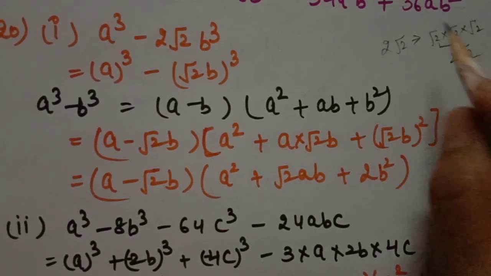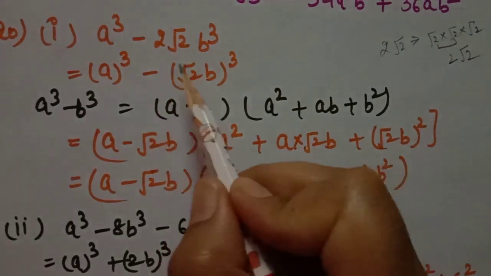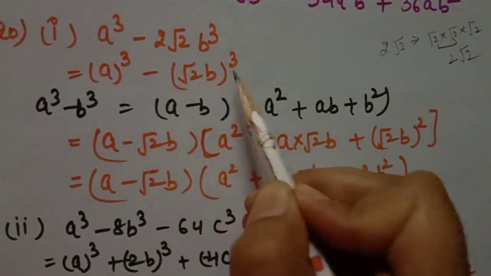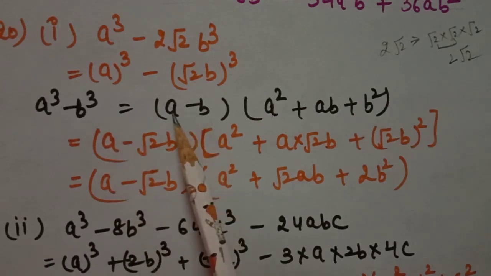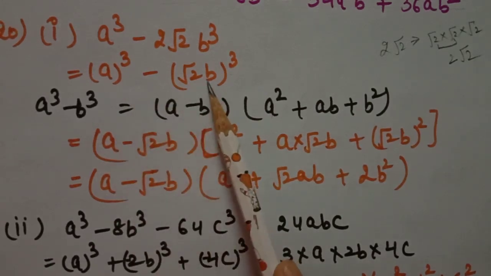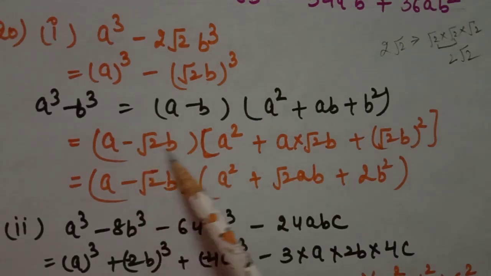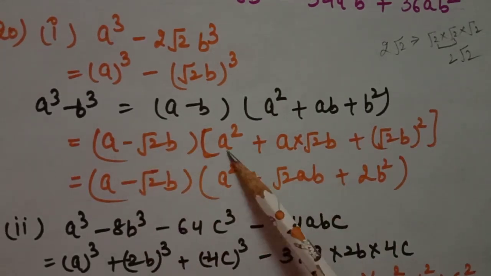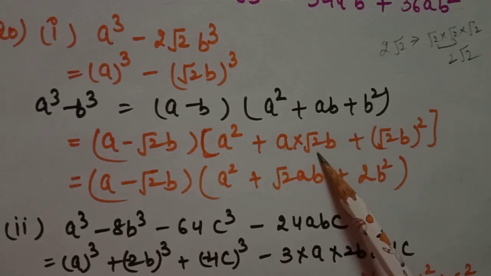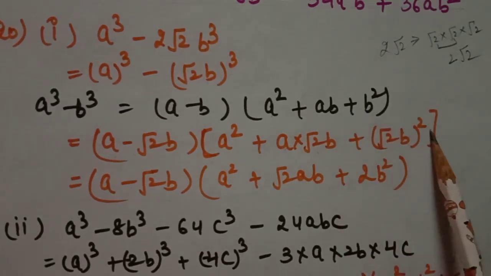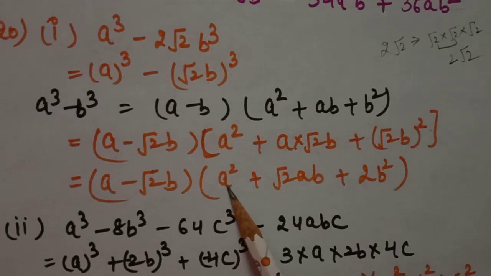So root 2 is present 3 times, so it is root 2 b whole cube. So students, we will replace the value of a with a and b with root 2. A minus root 2 b, a square plus a, the value of b is root 2b, and then root 2b whole square. Then it becomes a square plus root 2ab plus 2b square.